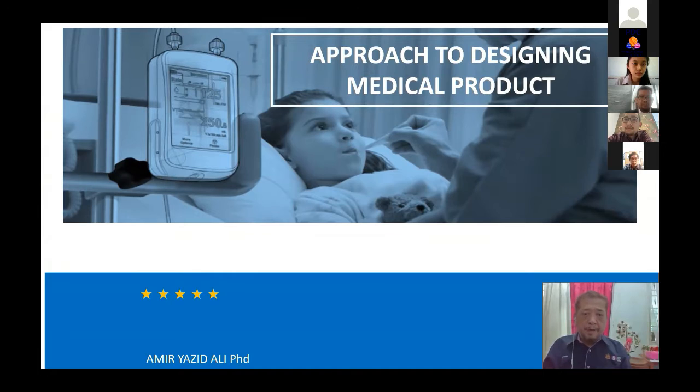In line with the conference theme, my topic today is the approach to designing medical products. I have written several papers on designing medical products, and I have also made prototypes during my years in University Science Malaysia.